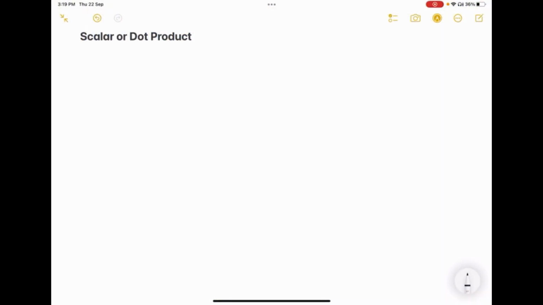Hi students, today I'm going to explain scalar product or the dot product. First I'm going to start with a unit vector. I have a unit vector A cap. This is equal to a vector divided by its modulus. The magnitude of the unit vector A cap will become 1.